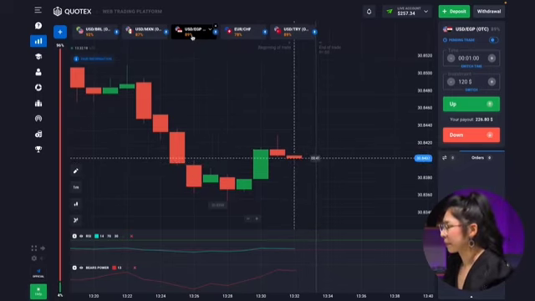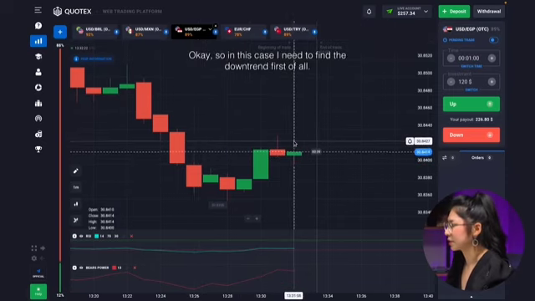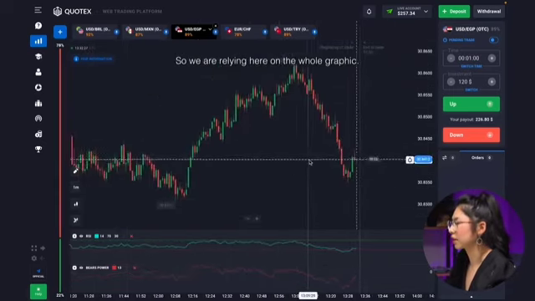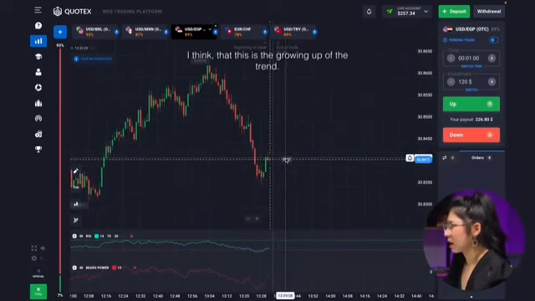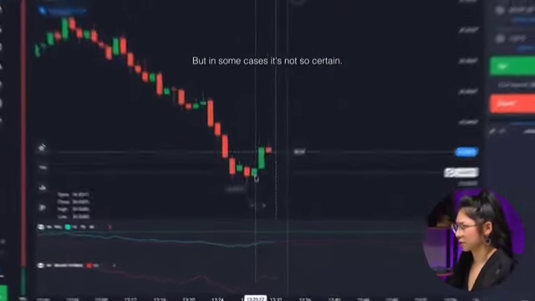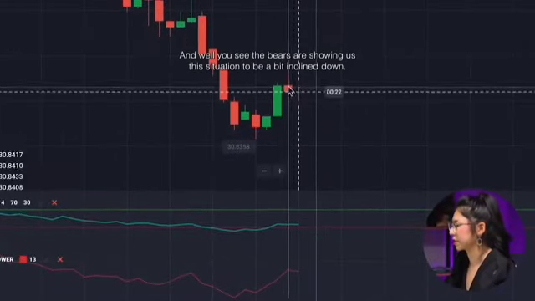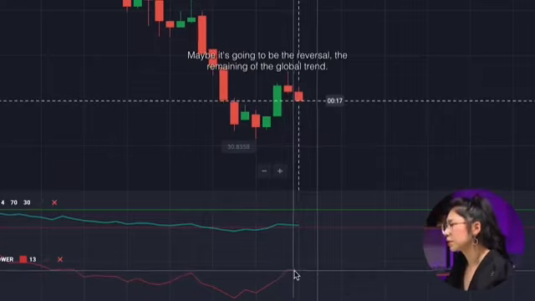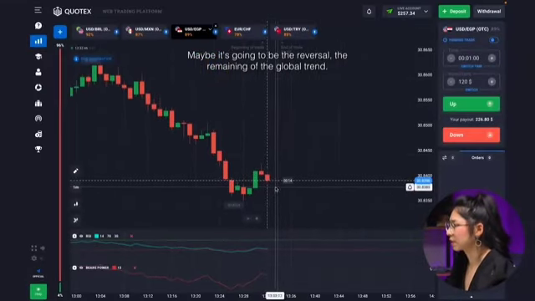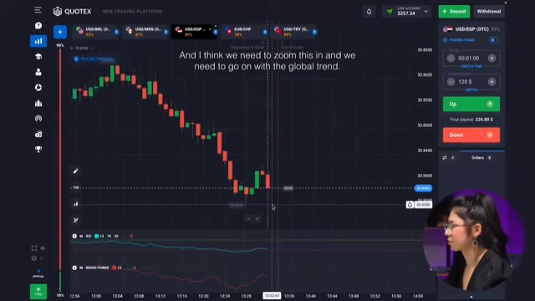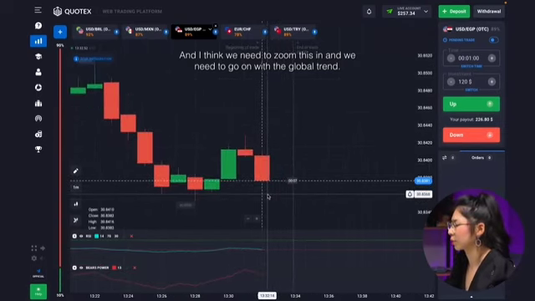So let's go. In this case I need to find the downtrend first of all, and we're relying here on the whole graphic. I think the trend is growing up, but in some cases it's not so certain, and we'll see the bears are showing us the situation to be a bit inclined down. Maybe it's going to be a reversal, the remainder of the global trend, and it's truly happening. I think we need to zoom this in and go on with the global trend.